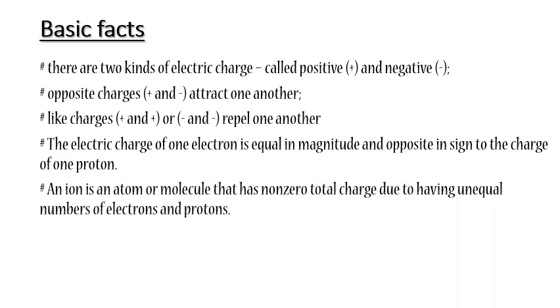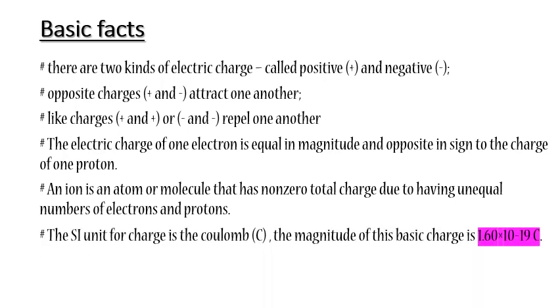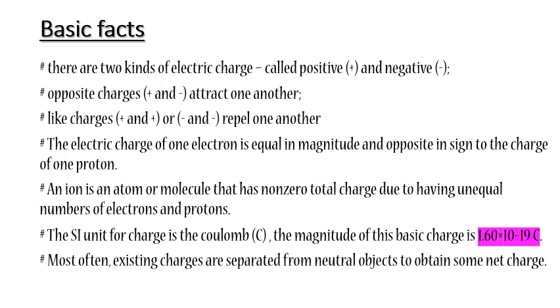An ion is an atom or molecule that has non-zero total charge due to having an unequal number of electrons and protons in it. The SI unit of charge is coulombs. The magnitude of this basic charge, which is the charge of an electron, is 1.6 times 10 to the power minus 19 coulombs. Most often, existing charges are separated from neutral objects to obtain some net charge.